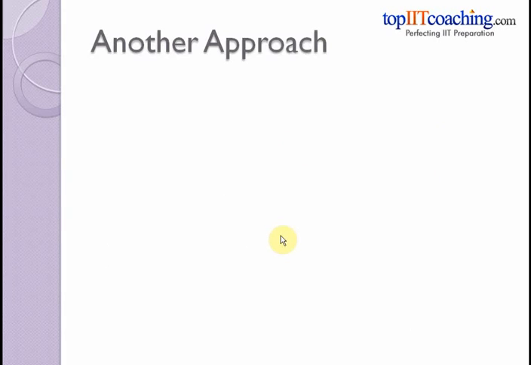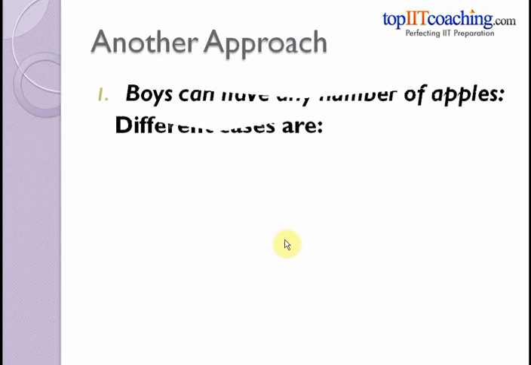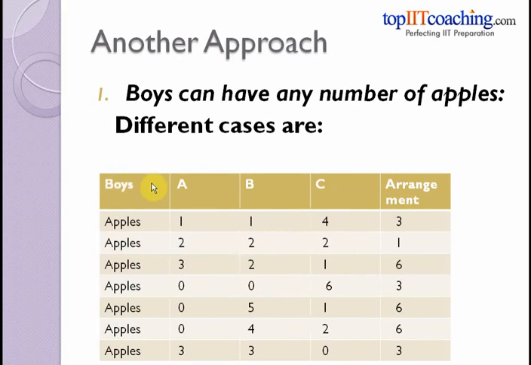Let's try and see another approach to solve this problem. Our first condition is boys can have any number of apples. So we are going to see the different cases we can have to solve this problem. Let us say the 3 boys are A, B and C.